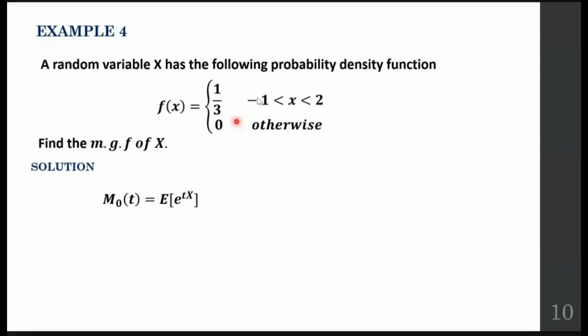Again, as we are given a continuous function, x is varying from -1 to 2. We can write this as integration. I can write -1 to 2 of e raised to tx into f of x dx, but f of x is equal to 1 by 3. Expected value is either summation or integration. So here we have a continuous function, so we are having integration. Whatever is the function inside, that multiplied by f of x in the case of continuous random variable, or in the case of discrete, we have summation this into p of x.